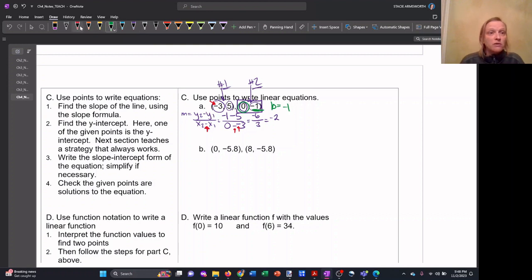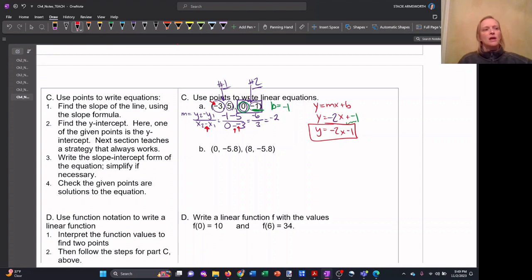I'm now ready to plug those values into my slope-intercept form of the equation, y equals mx plus b, and I'm going to use -2 as my slope and -1 as my y-intercept. I can simplify what I have going on with the signs here. Adding a -1 is the same as subtracting 1. So the final version of my equation is y equals -2x minus 1.